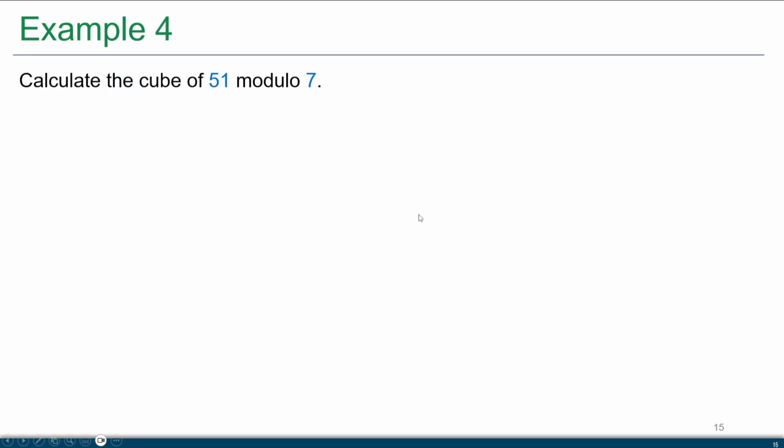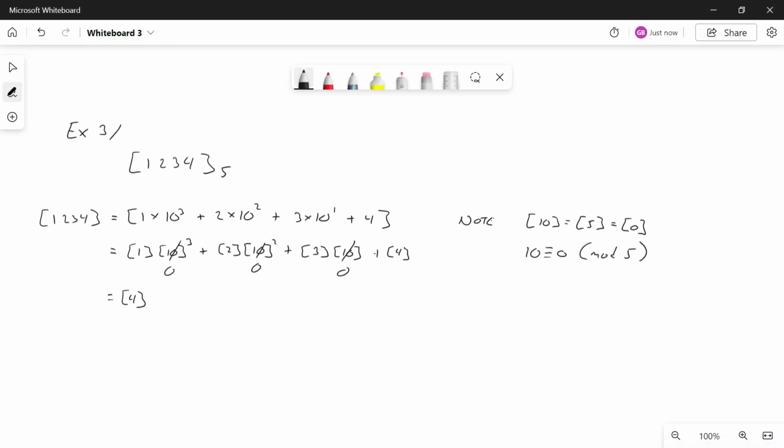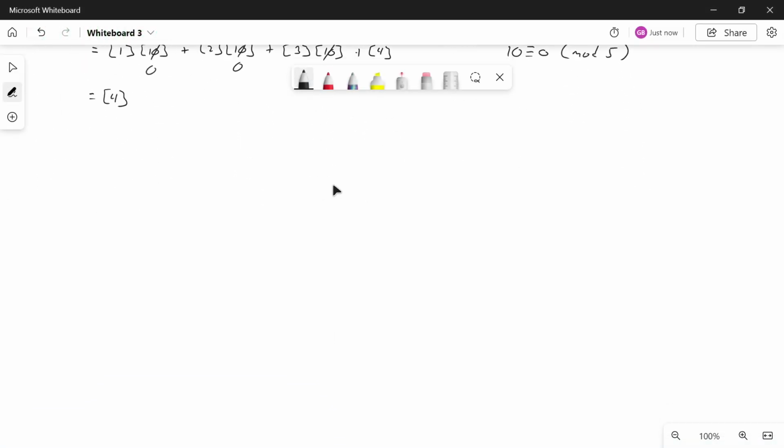So example 4, we want to calculate the cube of 51 modulo 7. So I want to take 51 cubed, but I'm doing this mod 7. So back to my whiteboard here. Example 4. So I have 51 cubed. Again, this is mod 7. Now I know, again, from all of my theorems that I had before, I could rewrite this as 51 cubed. Now the idea of being able to simplify this, I want to simplify my bigger numbers here.